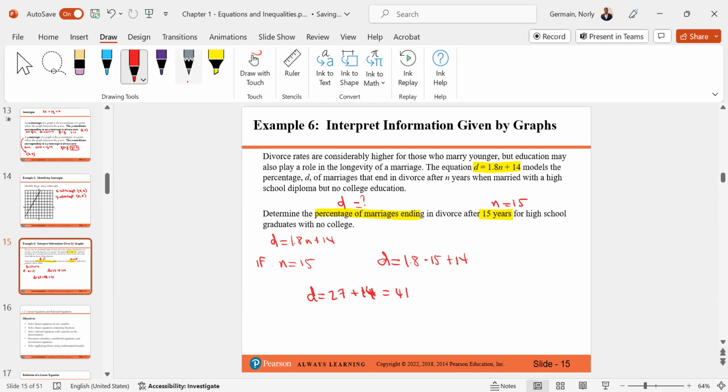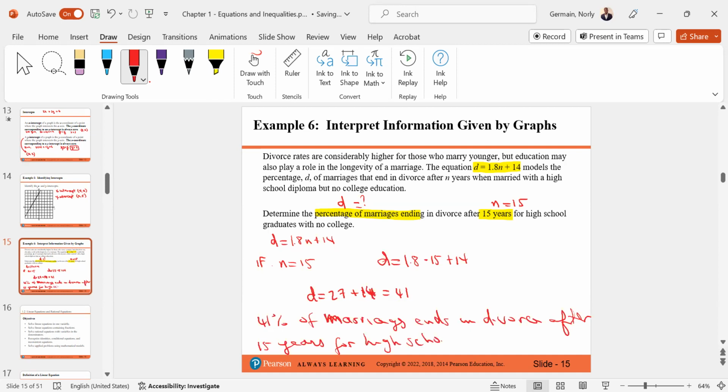So the percentage of marriages ending after 15 years, or I can say 41% of marriages end in divorce after 15 years, if you only have those with a high school diploma with no college degree, right? For high school graduates with no college degree. So that's it.